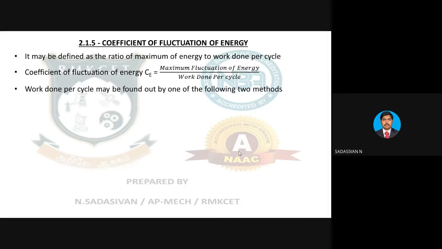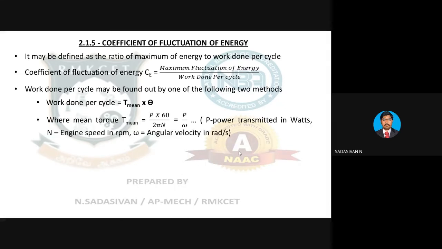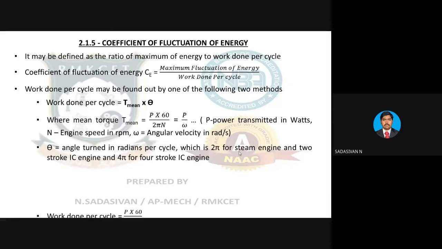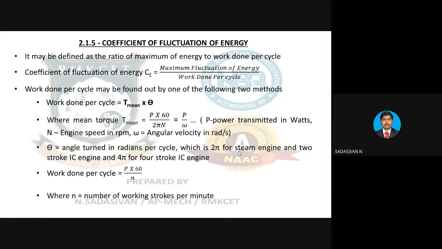Okay. So work done per cycle may be found out by one of the following two methods. T mean into theta, the angle turned, where mean torque T mean equals 2 pi nt by 60. From that you find out the torque if you know the engine power, the reverse way. Theta equals the angle turned. Work done per cycle equals P into 60 by n, where n equals the number of working strokes per minute.